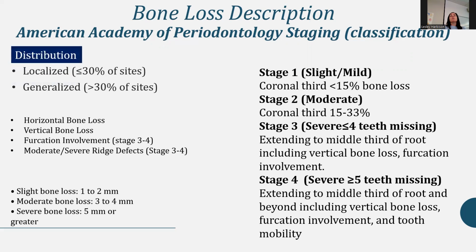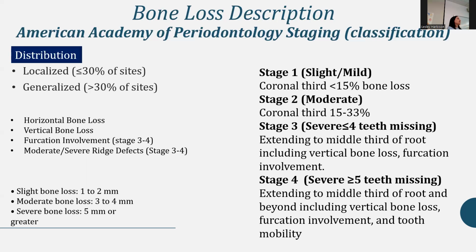But the first thing you will mention is distribution, which could also be called extent. It's just: is it localized or is it generalized? Is it in one little area or is it everywhere? Basically that's cut off by a number. If it's less than 30% of sites in the mouth, then it's localized. If it's more than 30%, it's generalized.